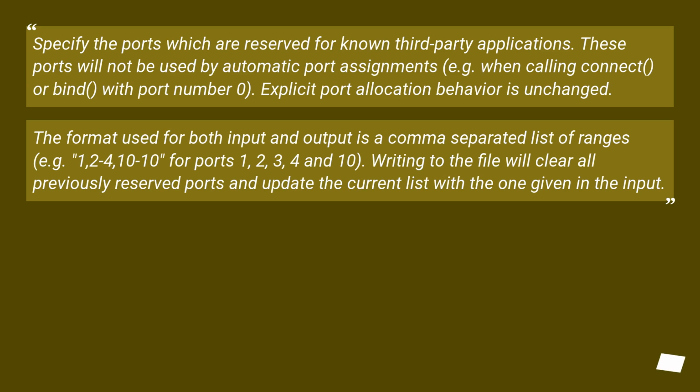The format used for both input and output is a comma-separated list of ranges, for example 1,2-4,10-10 for ports 1, 2, 3, 4 and 10. Writing to the file will clear all previously reserved ports and update the current list with the one given in the input.